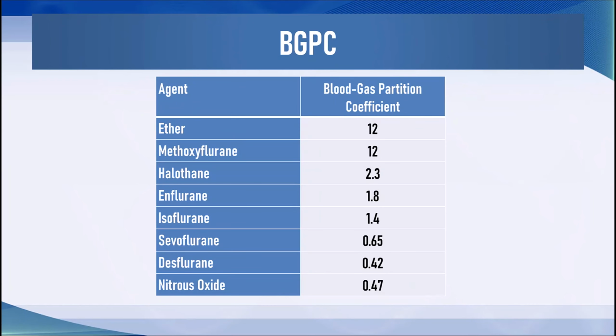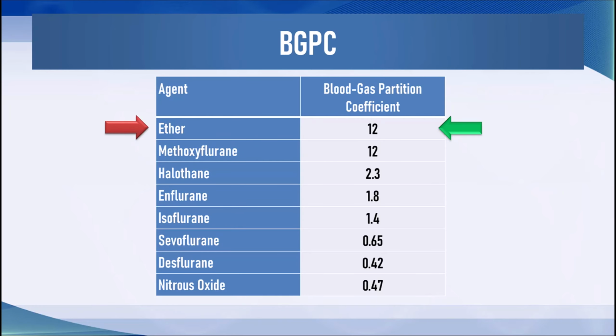This is the list of the most commonly used volatile agents over time and their blood gas partition coefficients. We start with ether and we finish with desflurane. Note the enormous numbers for ether and methoxyflurane. That number is 12. What does this mean? It means that for every 1 unit of anesthetic in the alveolar gas, about 12 units dissolve in the blood. That indicates that these agents are highly soluble.